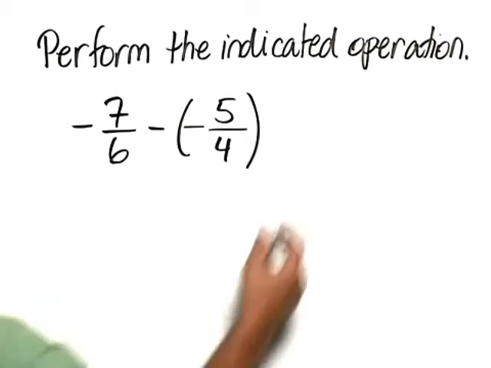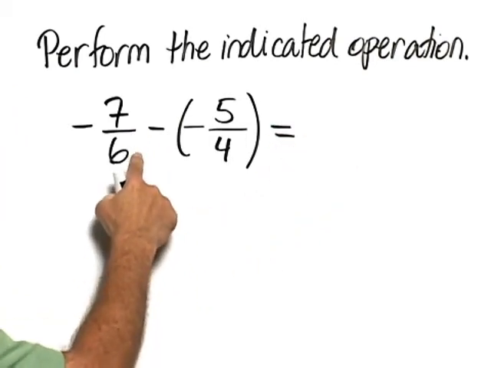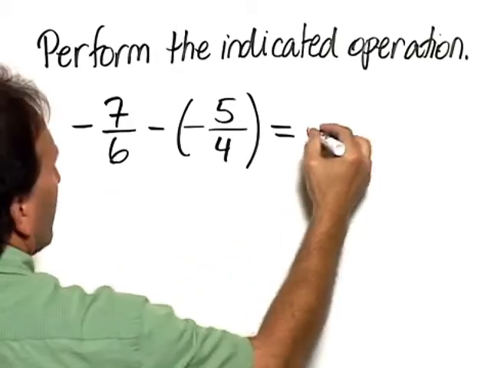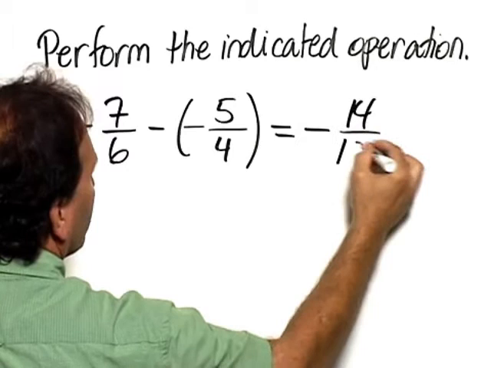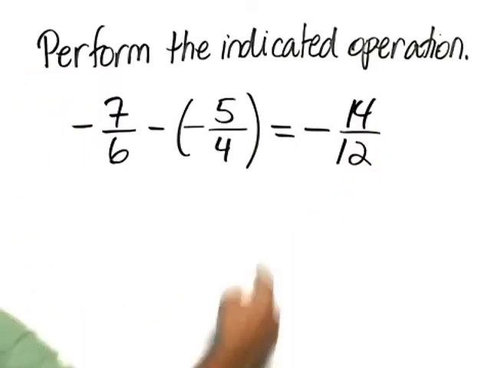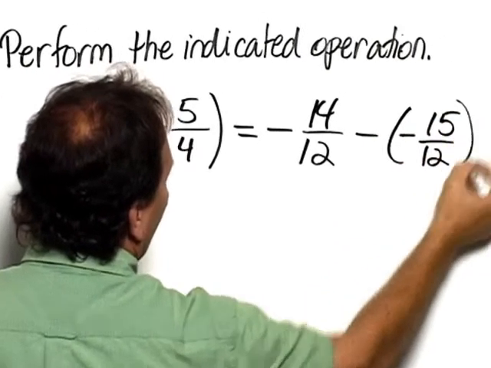We would have to multiply 2 over 2 times the 7/6, or the negative 7/6, giving us negative 14/12. Here we'd have to multiply top and bottom, or numerator and denominator, by 3. So it would be minus negative 15/12.